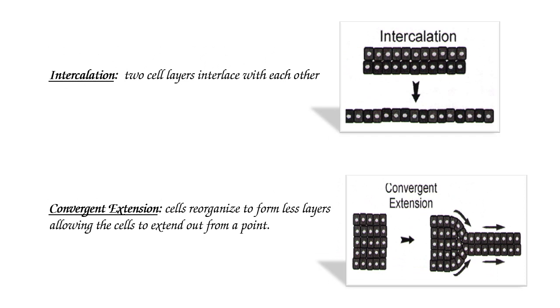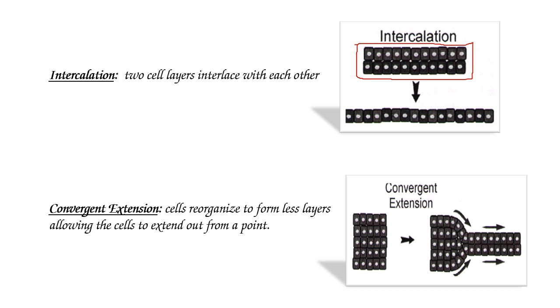And the next morphogenetic movement is intercalation. Two cell layers interlace with each other. So in intercalation, the two layers of cells interlace or join together to form a single layer. That we will call intercalation.